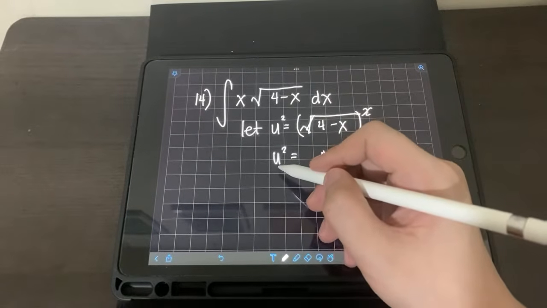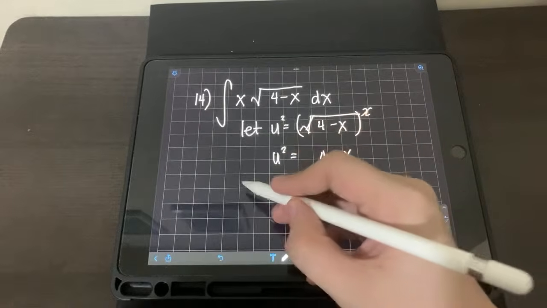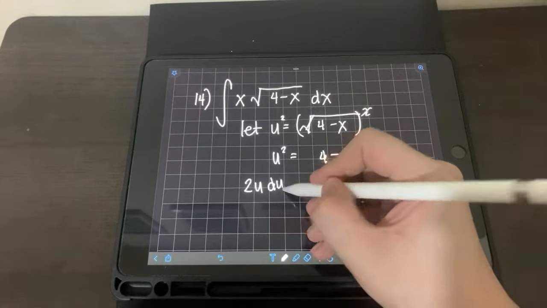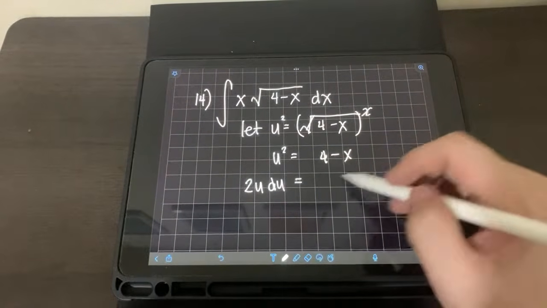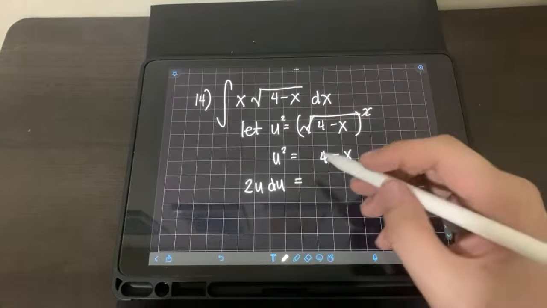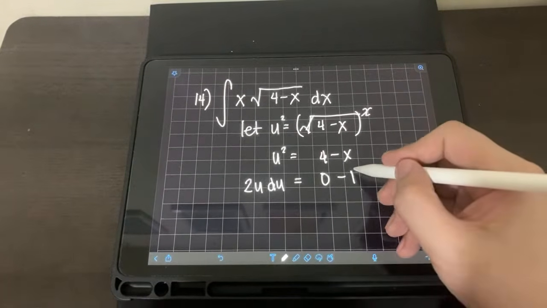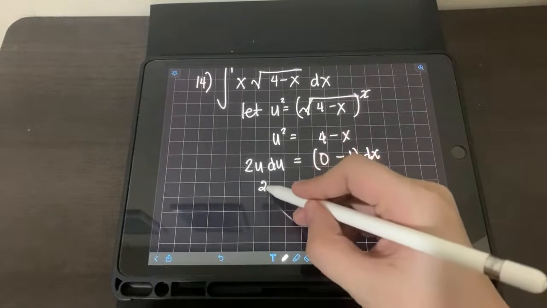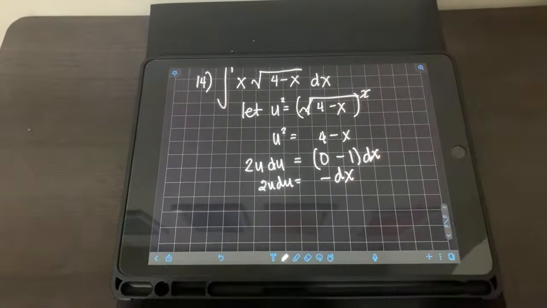This time, it's not simply du. You need to get the derivative of u squared now. 2u, right? Then don't forget the du. How about here? The derivative of 4 minus x. For the 4, the derivative is 0, minus the derivative of x, which is 1, then dx. Okay, so you now have 2u du equal to negative dx.